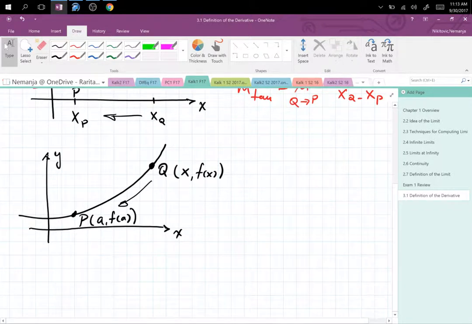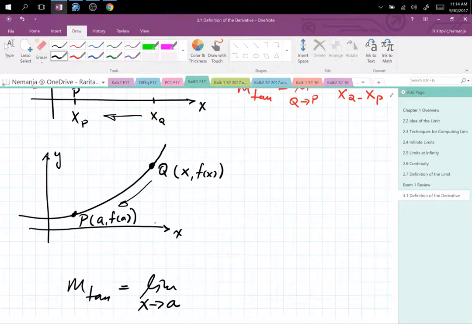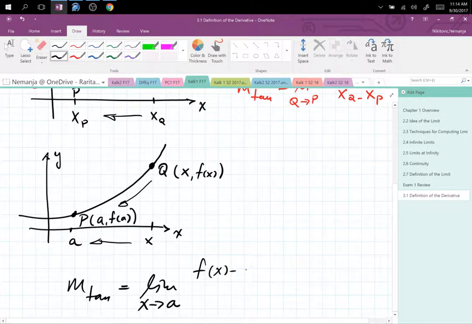So now I just copy and paste from before. m tangent is going to be the limit as x goes to a. In common sense language, x goes to a. This is where your x is, this is where your a is. Since Q is moving, x belongs to Q, so x goes to a. The limit as x goes to a of (f(x) minus f(a)) divided by (x minus a).